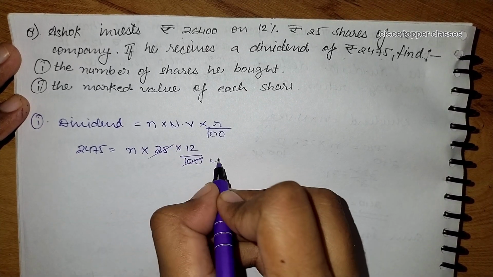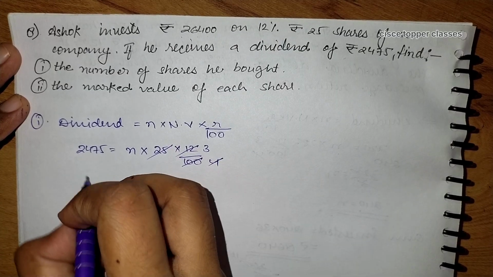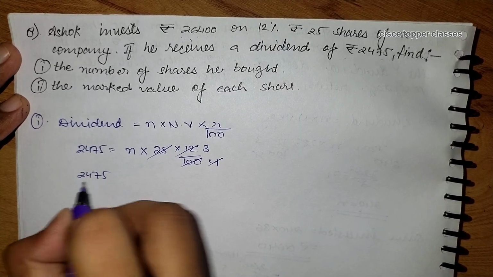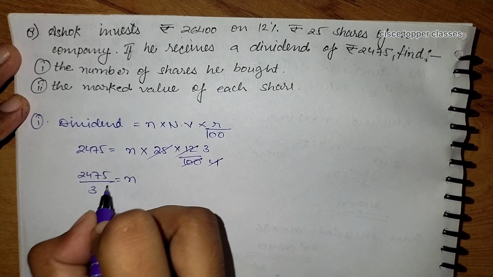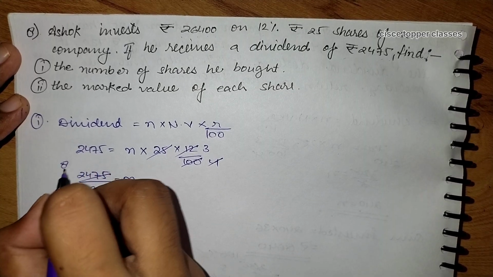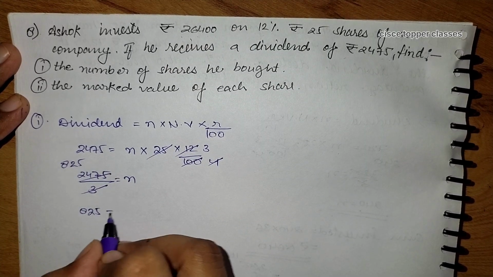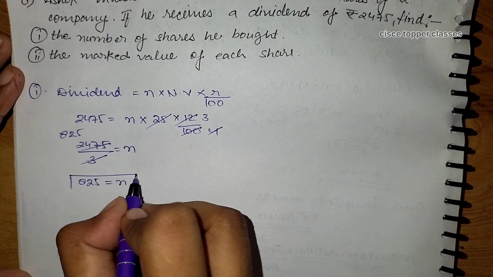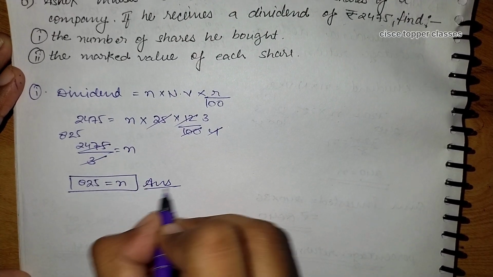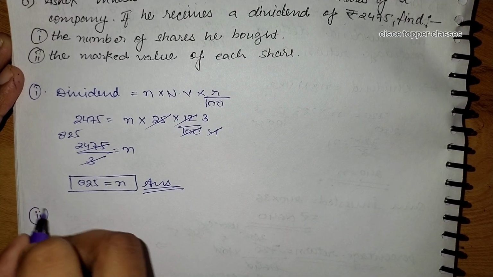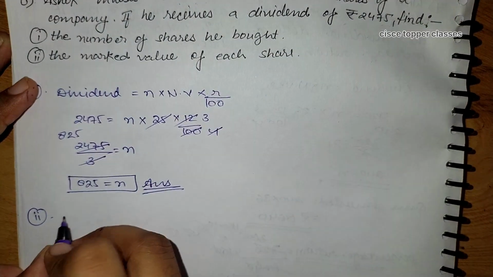On solving this will be cancelled out by 4. This will be cancelled out by 3. Means 2475 divided by 3 is equal to number of shares. On cancelling, this will be 8. This will be 25. Means 825 is the number of shares in this question. So this is the answer of the first part of question 8. Second part is asking the market value of each share.